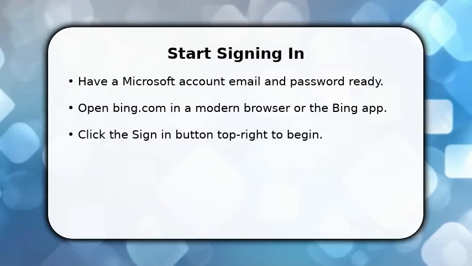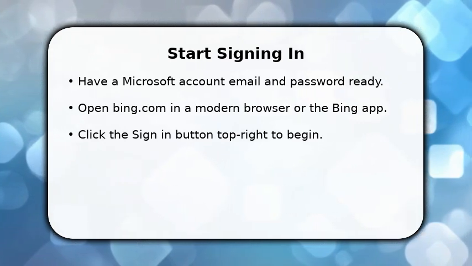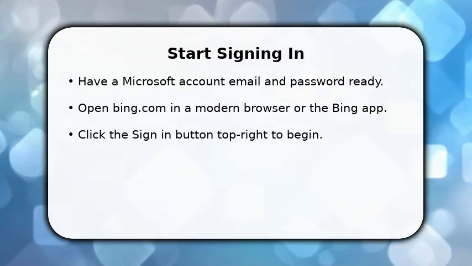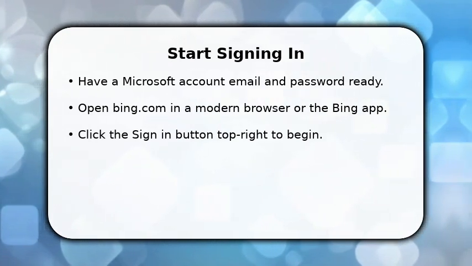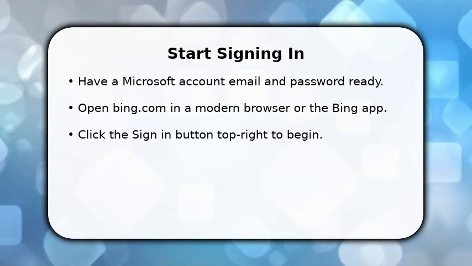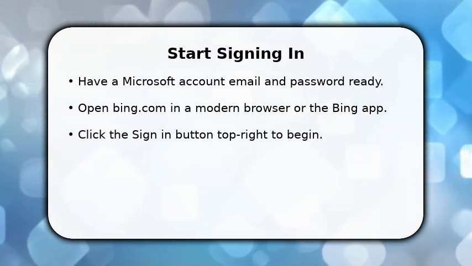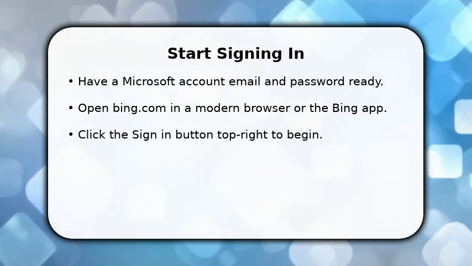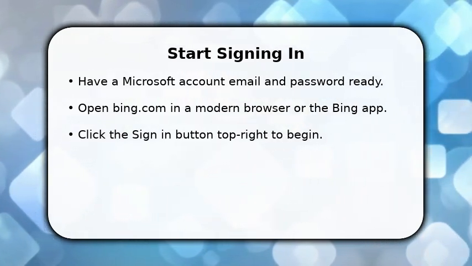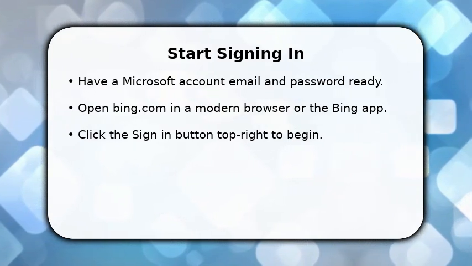You start by preparing your Microsoft account credentials and opening Bing. Sign in is immediate from the site or app. Click the Sign In button at the top right and choose Microsoft account. If you use a work or school account, pick the appropriate organization option. Once done, enter your email or phone and hit Next. This verifies which account you want.